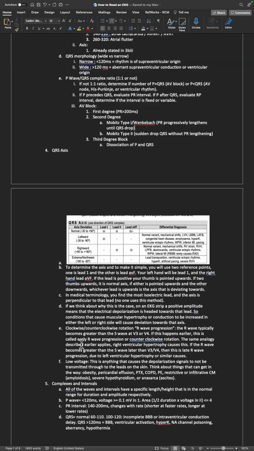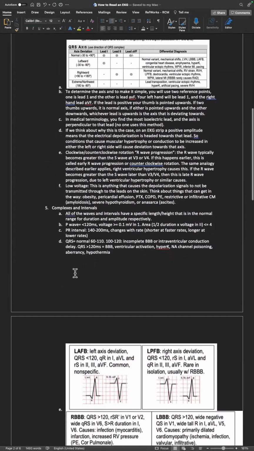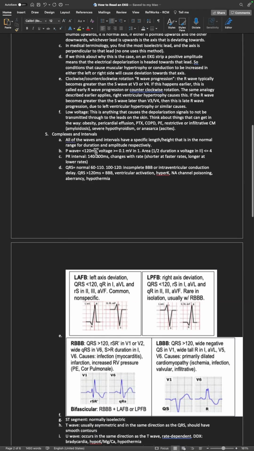So now we've talked about QRS axis. The next thing you want to determine is complexes and intervals. All of the waves and intervals have a specific length and height that is in the normal range for duration and amplitude respectively. So the P wave is normally less than 120 milliseconds. The voltage would be greater than or equal to 0.1 millivolts in lead 1. You could also calculate the area, which is half of the duration times the voltage in lead 2. And if it's less than or equal to 4, it's normal.